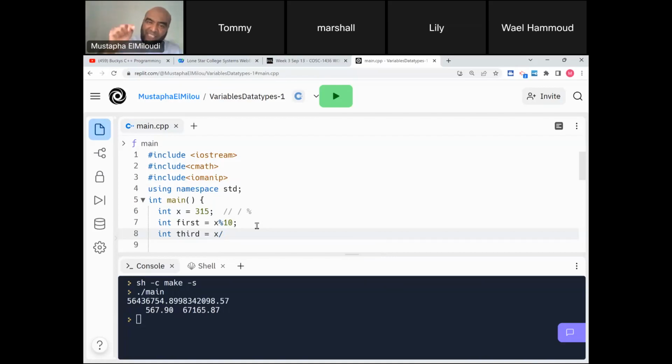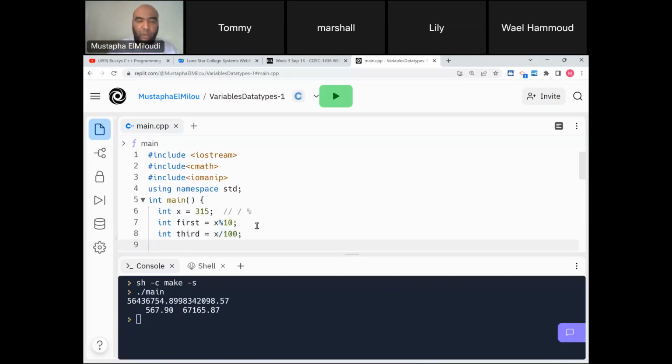So if I divide by 100, very good, 100, because integer over integer is integer. So this will give me 3. Remember, it ignores the decimal. That's it. And the remainder is 15, right? The remainder is 15. Okay, I'm not interested in 15. I'm just interested in 3.